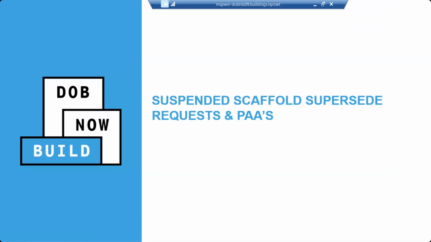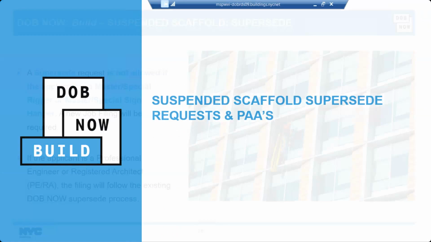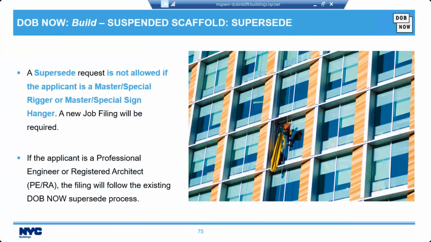So this is about suspended scaffold supersede requests and PAAs. Let's take a look. A supersede request is not allowed if the applicant is a master special rigger or master special sign hanger. A new job filing will be required. If the applicant is a professional engineer or a registered architect, a PE or RA, the filing will follow the existing DOB NOW supersede process.